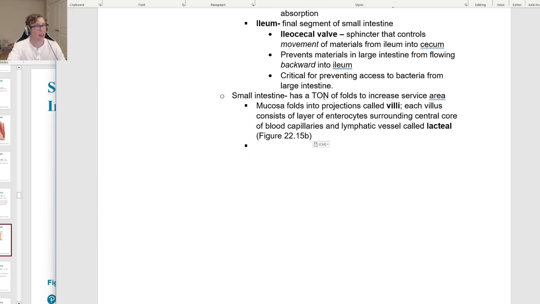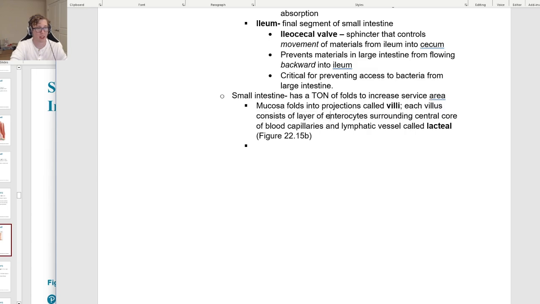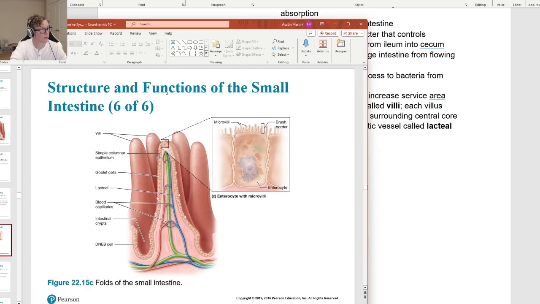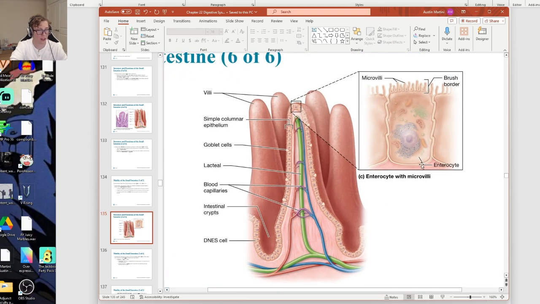The small intestine has mucosal folds into projections called villi. Each villus consists of a layer of enterocytes surrounding a central core of blood capillaries and lymphatic vessels called a lacteal. Now, you can see it here. Here's a photo of it. You have the enterocyte. You have your microvilli, which create a brush border, and that is because if you look under it in terms of histology, it literally looks like a little tiny toothbrush. You have your goblet cells, we'll get to that in a second, but you can see here you have your blood capillaries and your lacteal.